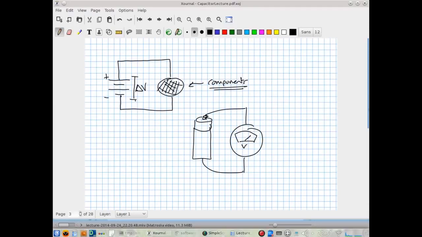Well, if we were to make a measurement, let's say that this is a AA battery, so it has a 1.5 volt potential difference across its terminals. If I were to put the voltmeter here and here, right on the top and bottom of the battery, and ask it what is the potential difference, it would tell me 1.5 volts.